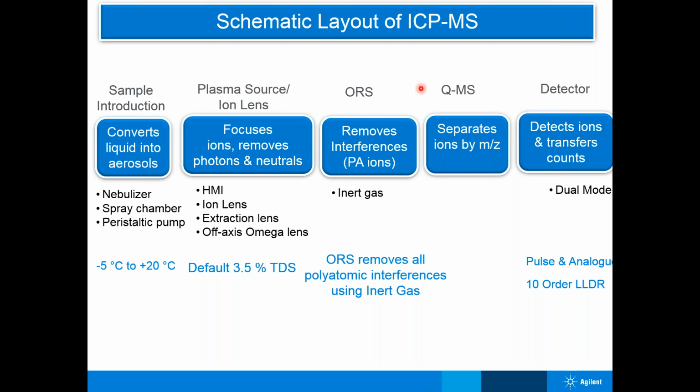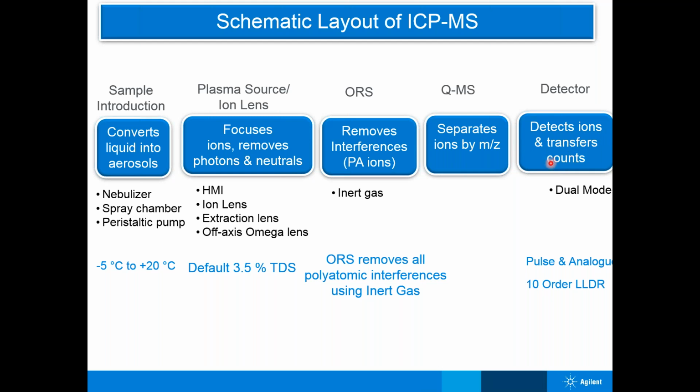Now your analyte enters into the QMS, that is the quadrupole mass spectrometer, which is called the quadrupole. What is the role of the QMS? It separates the ions based on the mass to charge ratio. The separated ions enter into the detector, and the detector detects the ions and transfers the counts.